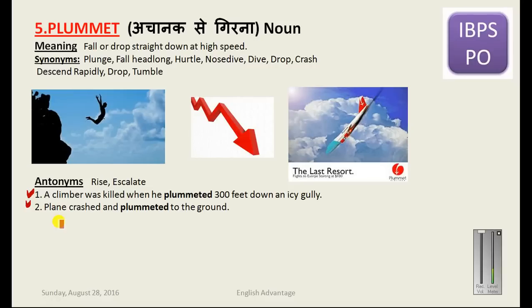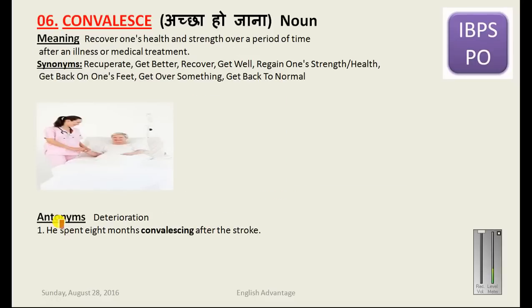Now let us look at the next word, convalesce. Convalesce, as you can see in the picture, means to recover from the illness. I have given the Hindi meaning also, and this is the verb. And the meaning of this word is recover one's health and strength over a period of time after an illness or medical treatment. And here, as far as synonyms are concerned for this word, I have included many words.